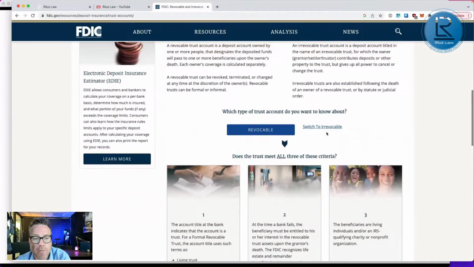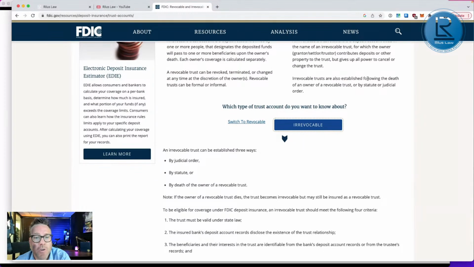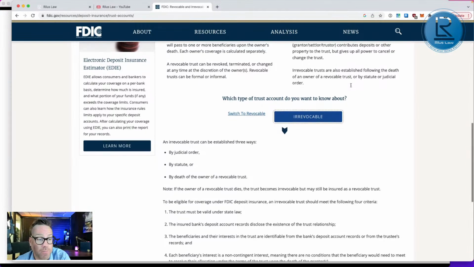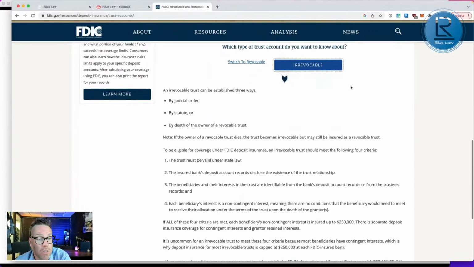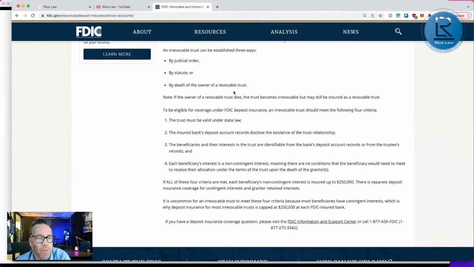Okay, let's back up. Let's look at irrevocable trust now. So irrevocable trust established following the death of an owner. An irrevocable trust can be established by judicial order, statute, or by death of the owner of a revocable trust. So that's the most common way. When the owners of a revocable trust pass away, that revocable trust becomes an irrevocable trust.